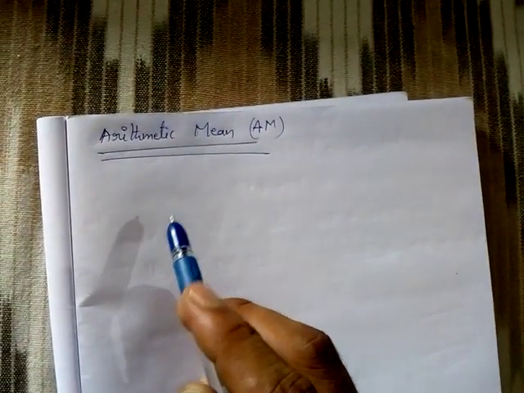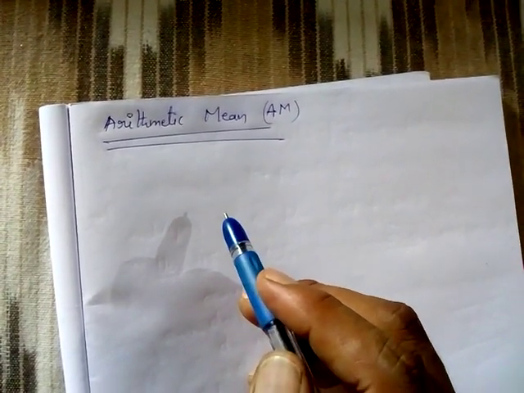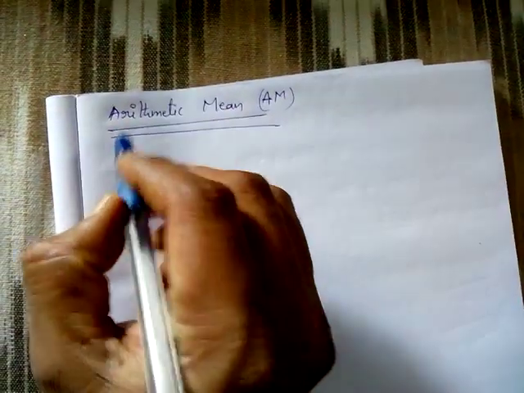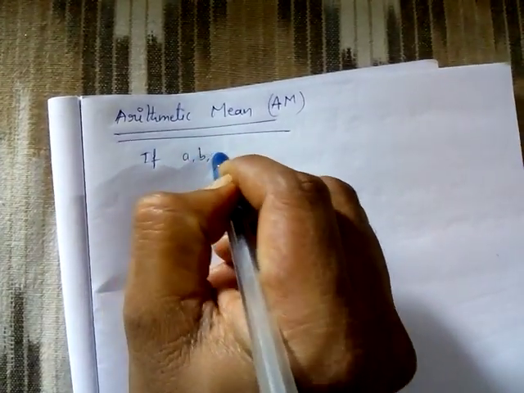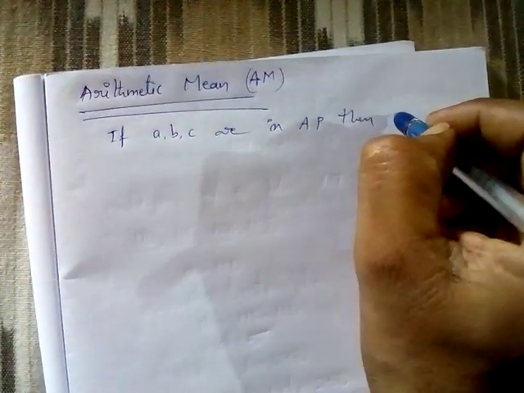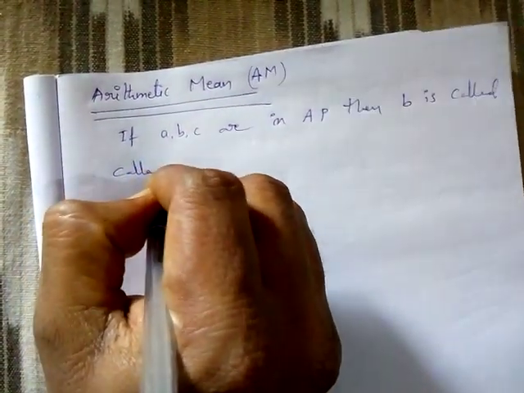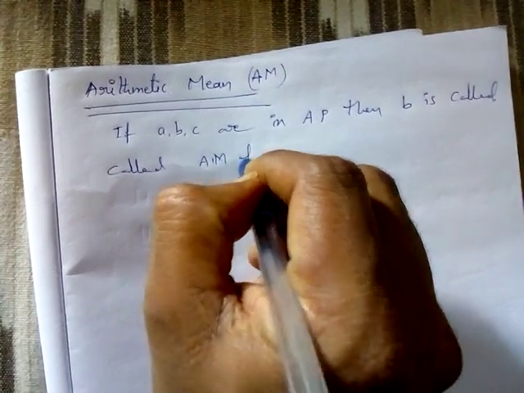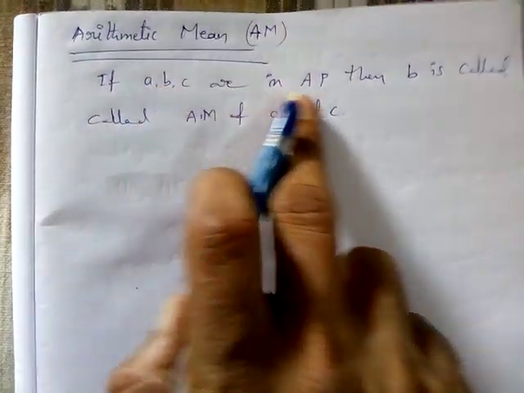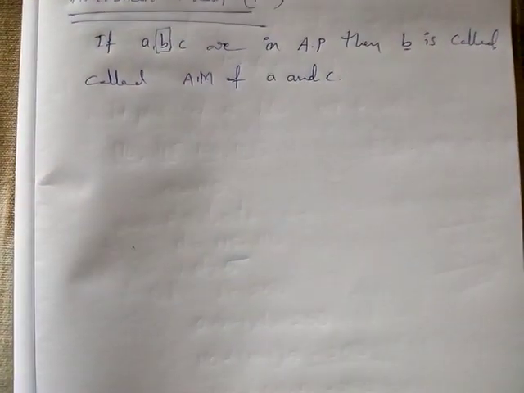What is arithmetic mean? If three terms are in AP, then the middle term is called the arithmetic mean of the remaining two terms. If A, B, C are in AP, then the middle term B is called the arithmetic mean of A and C. If three terms are in AP, then B, the middle term, is called the arithmetic mean of A and C.